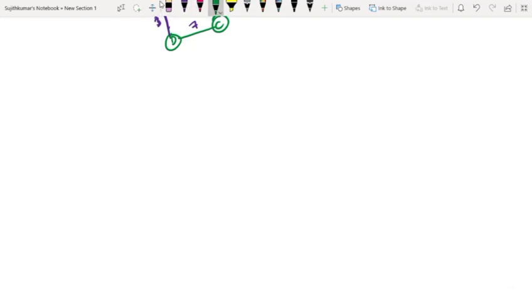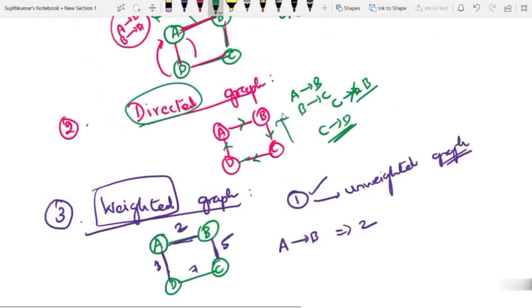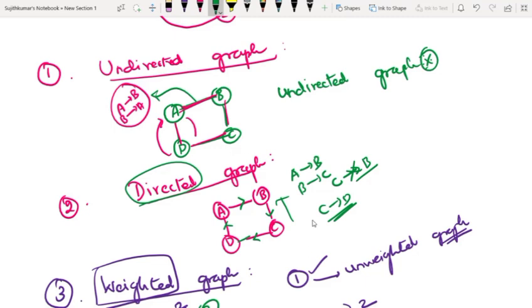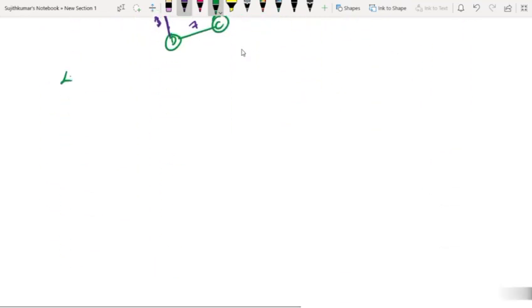An unweighted graph means the examples that we have seen here. Both are unweighted graphs because we don't have any weights, so we automatically assume that all the weights are 1. So this is an unweighted graph. Let me go for the fourth example.